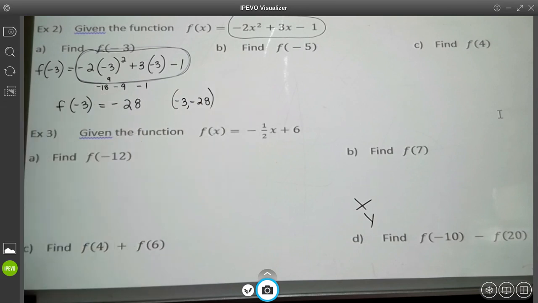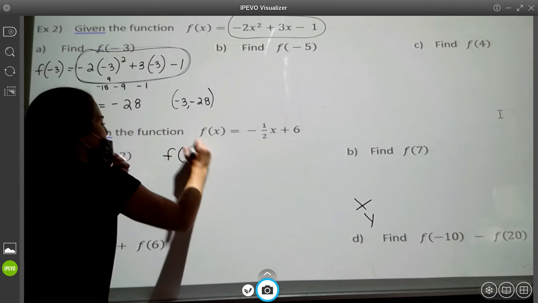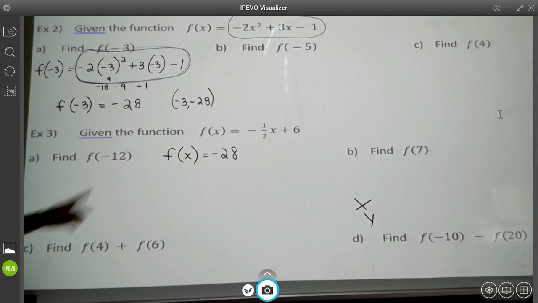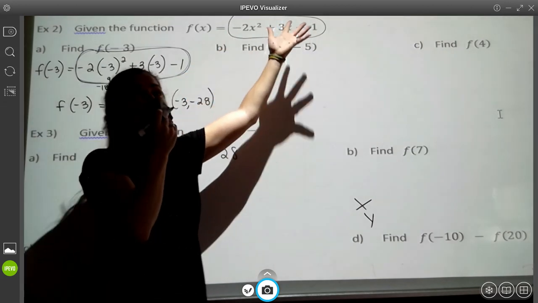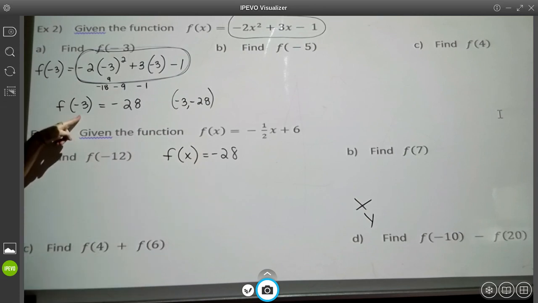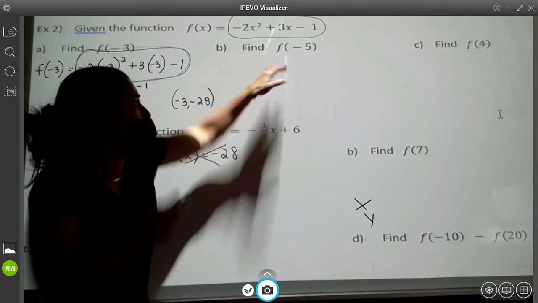Guys, what I don't want you to do, don't ever write this. Please don't tell me f of x equaled -28. No, it didn't. F of x is actually equal to this rule. That's what f of x represents. It only equaled -28 because a -3 went in. So please don't write that as your answer. All right, you guys do the next one.